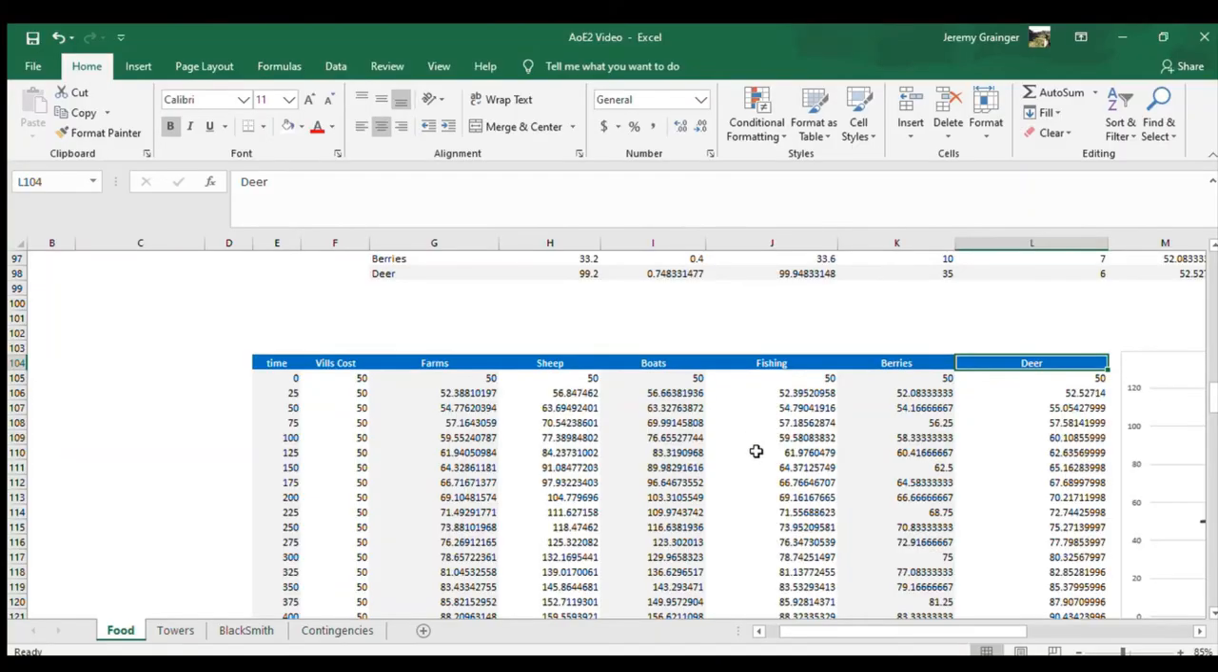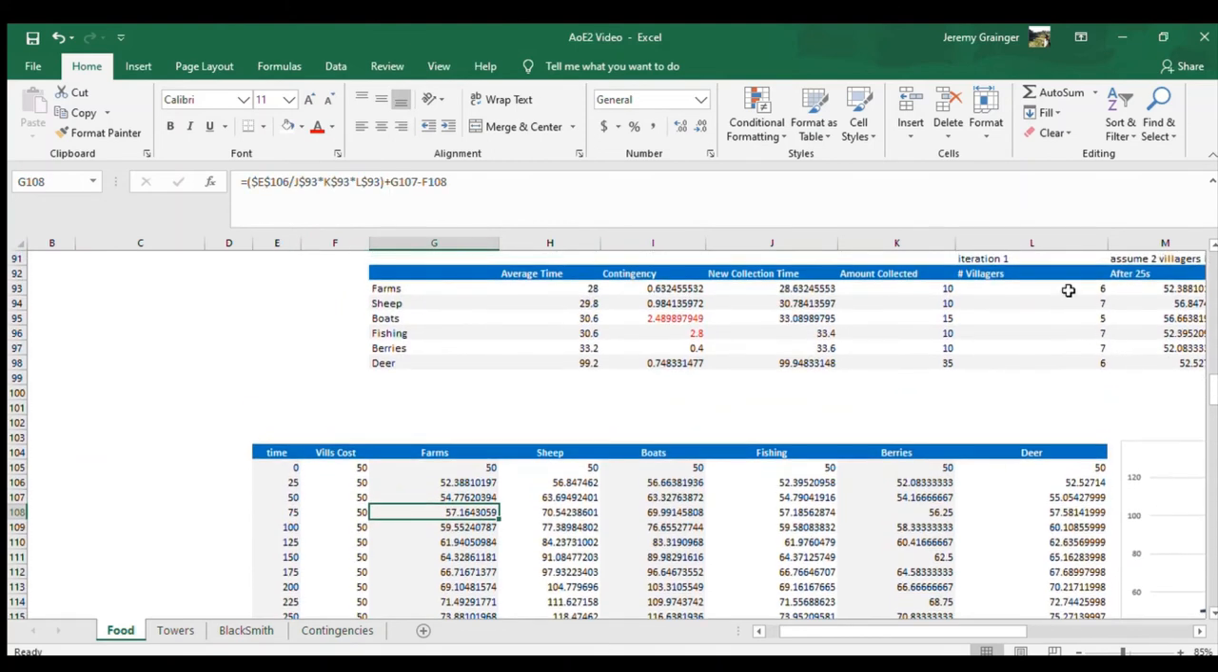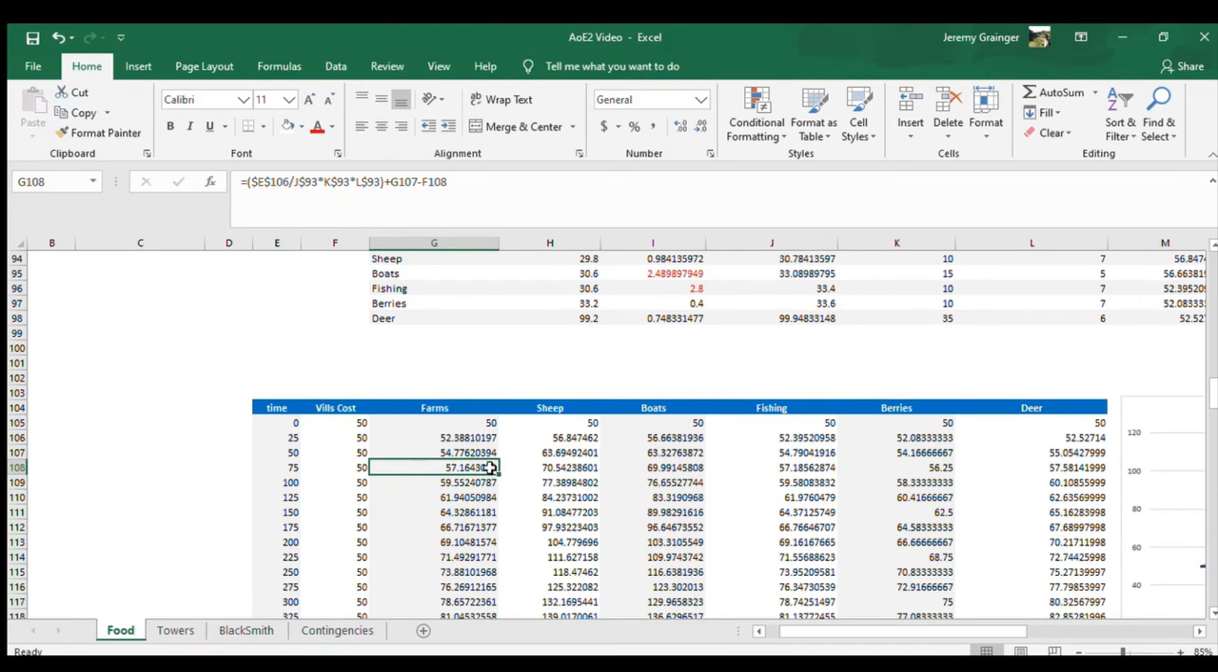Alright, so we're back in the model. Now remember, we ran the timer for 75 seconds. In that time, we created 4 villages. Our farms predicted us with 6 villages to collect 57.2 food. We got 58 food. So this is pretty accurate considering everything.